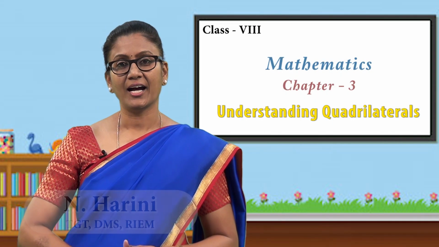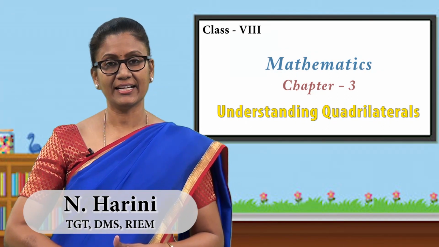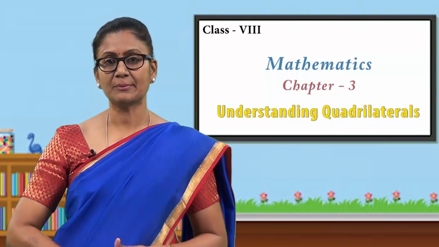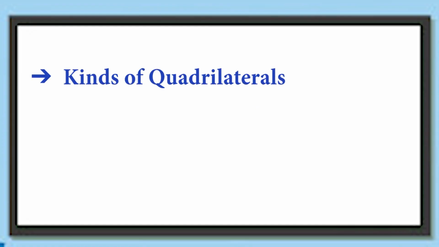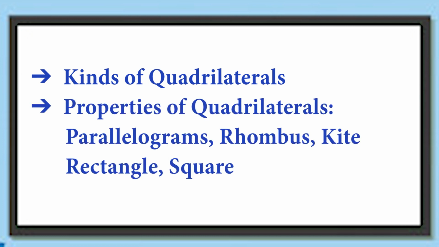So, children, I hope you enjoyed the class today. So, before we close, let us try to recall the concepts that we have learned today. We have learnt about the various kinds of quadrilaterals and the properties of these quadrilaterals, which included the parallelogram, the rhombus, the rectangle and the square.